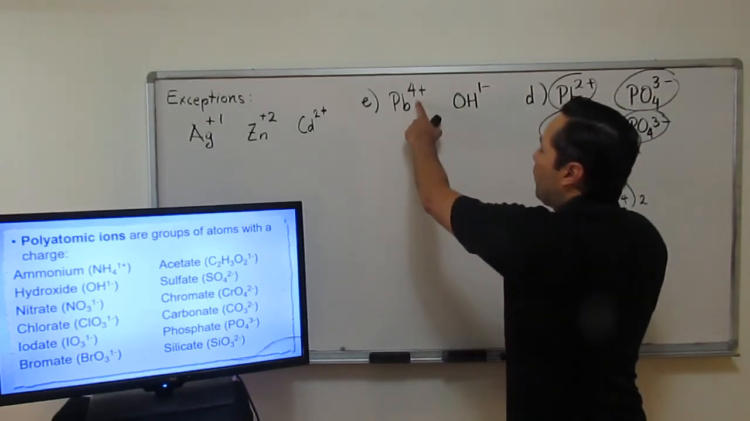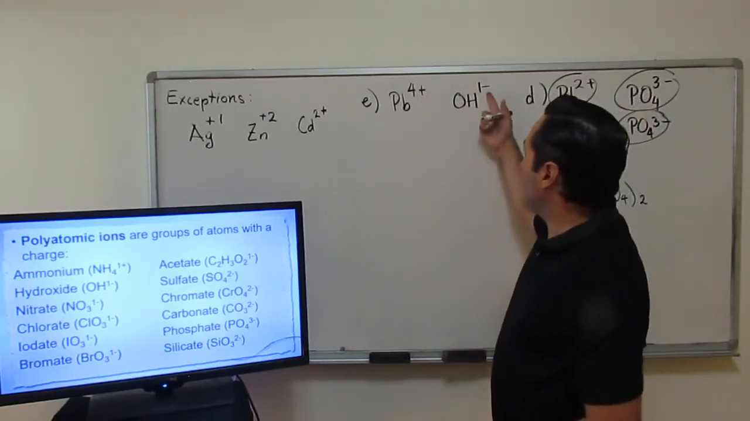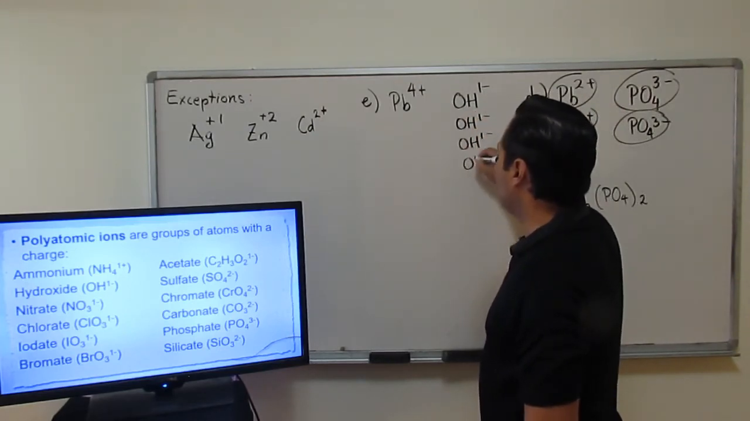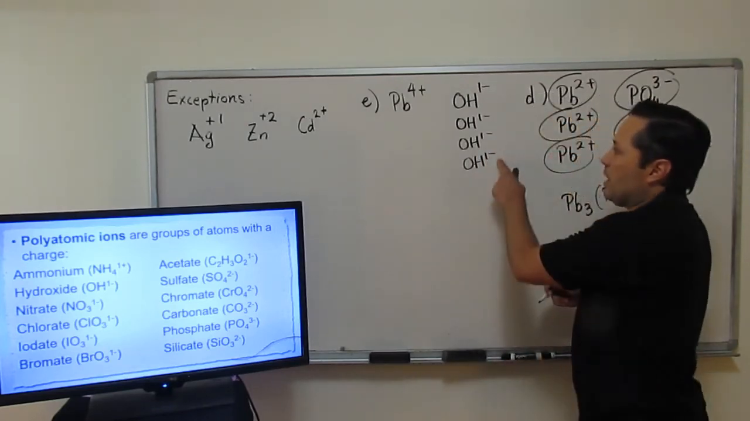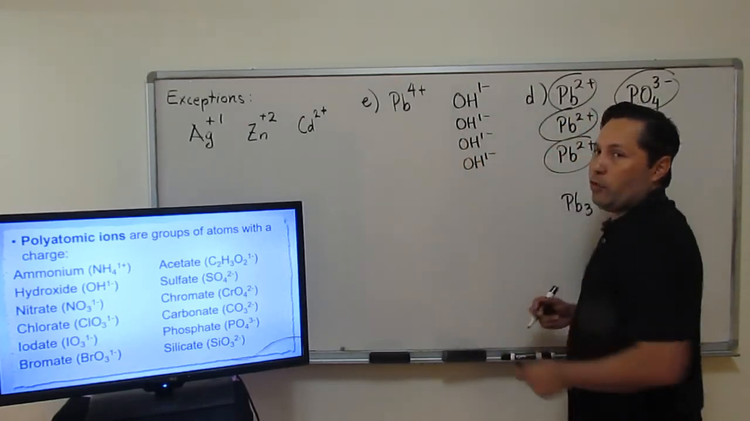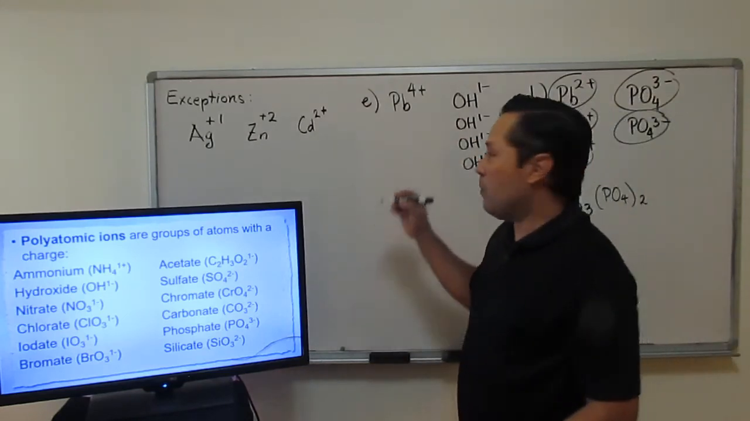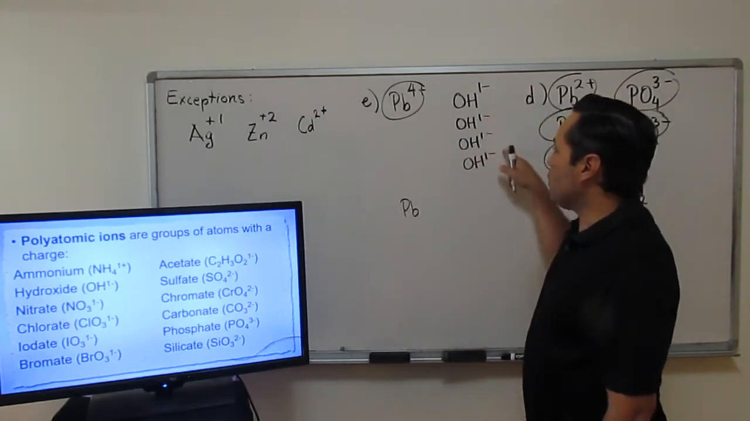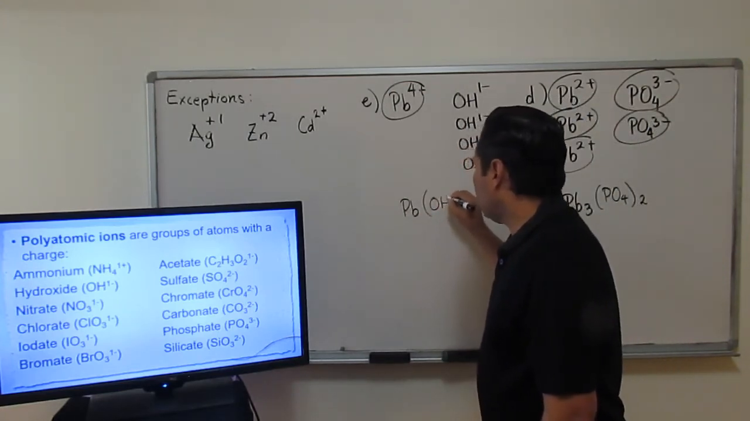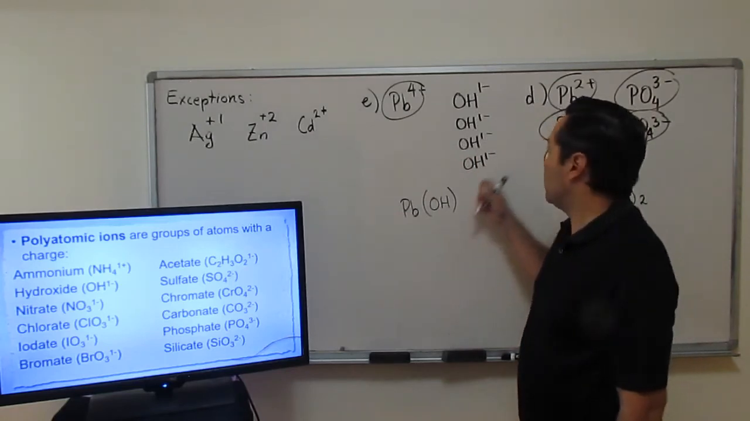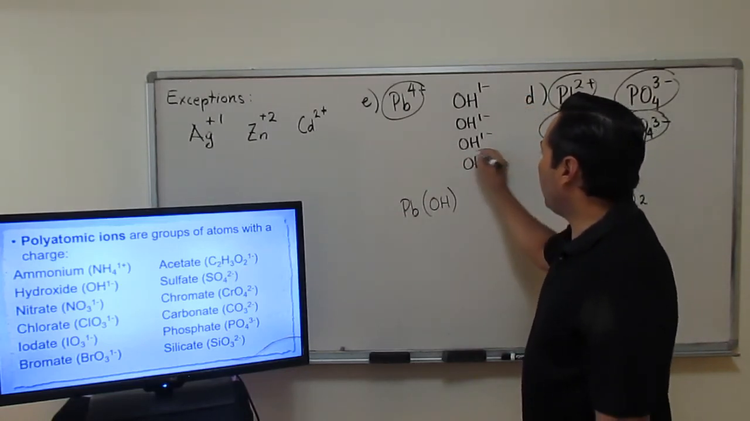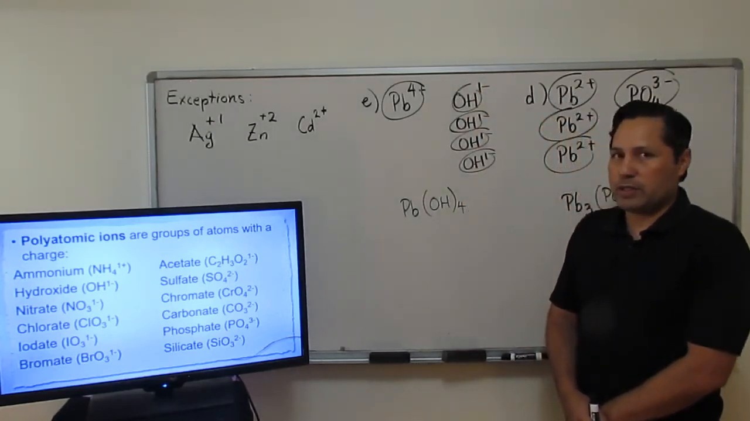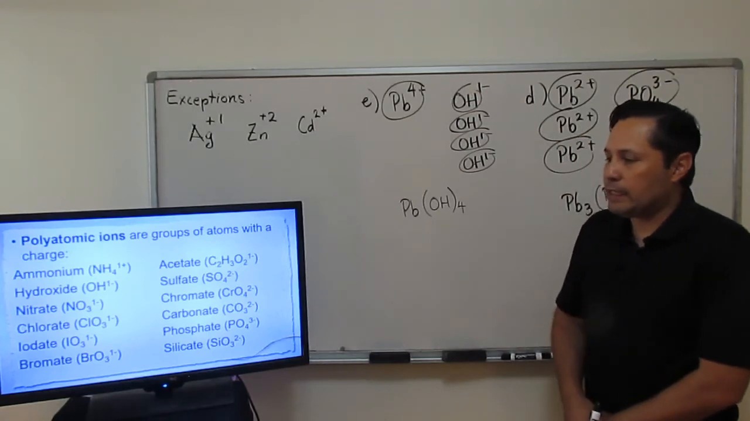Alright, let's see. We got a +4, -1. So there's not enough negatives. We need to add more negatives until they match. So that means I got 4 negatives matching the 4 positives. In the formula, if I ask you how many Pb's, you say, well, there's only 1. So Pb with a 1 right there. How many OHs? It is a group, so it needs parentheses. And there's 4 of them. 1, 2, 3, 4. So I need to put the 4 outside. Alright, so that takes care of the E.